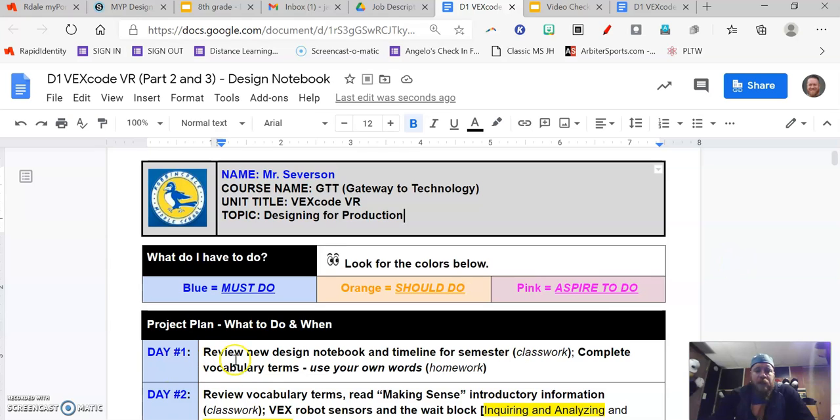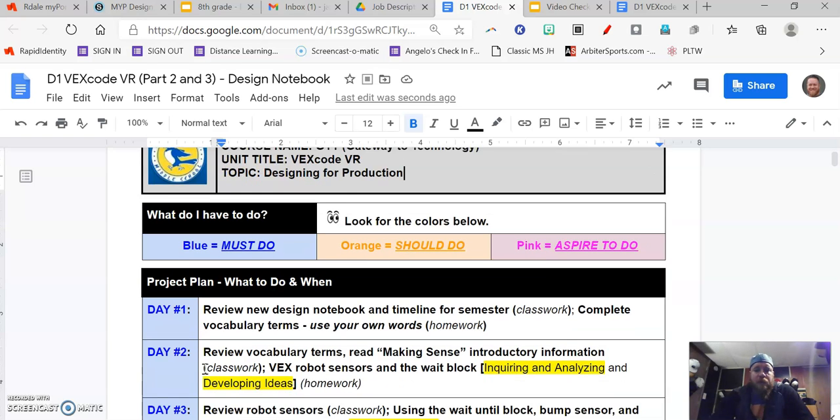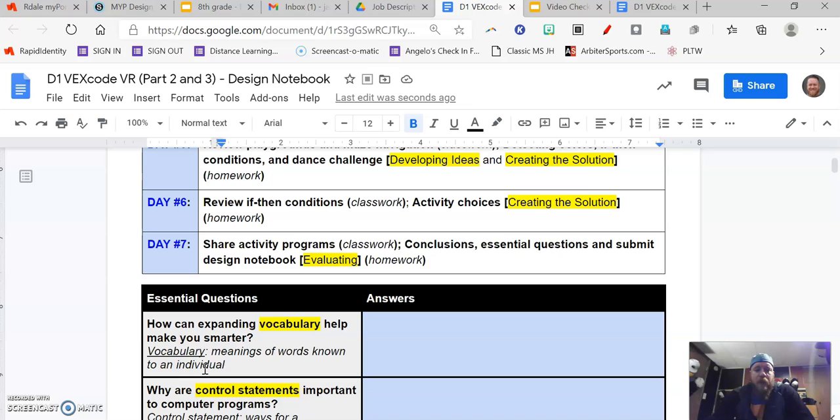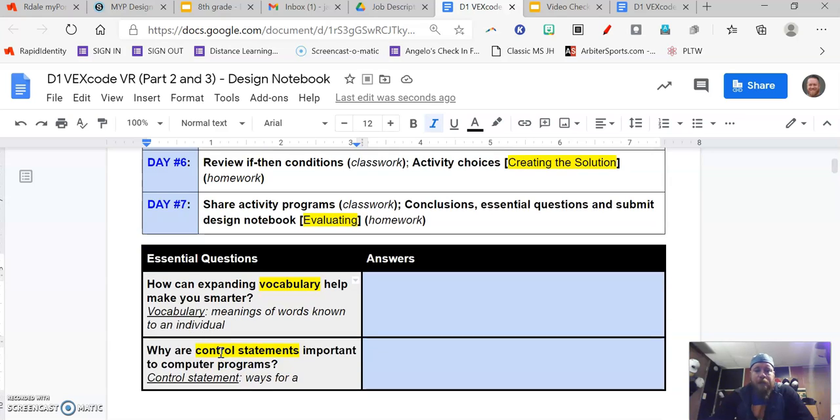You see under day 1 here that in class you reviewed this new design notebook and went through the timeline for the rest of the semester. And then you are completing vocabulary terms. Let's scroll down and find our essential question today. This is the question that you should be able to answer after class. How can expanding vocabulary help make you smarter? Vocabulary again is just the meaning of words known to a person or an individual. So we should be able to go back and answer that question later today.